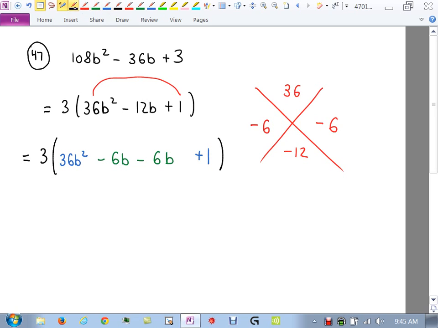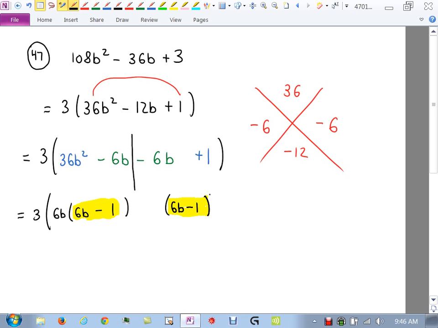Now we do our grouping, so we split it right after the second term. What comes out of the first one? The first two terms. 6b, right? What's left? 6b minus 1. Then, remember, our goal is to try and match this, right? We need to match that over here. So I need to just write it down. 6b minus 1, right?